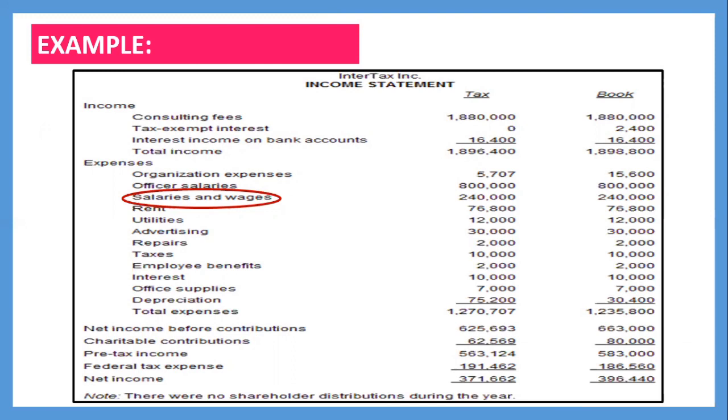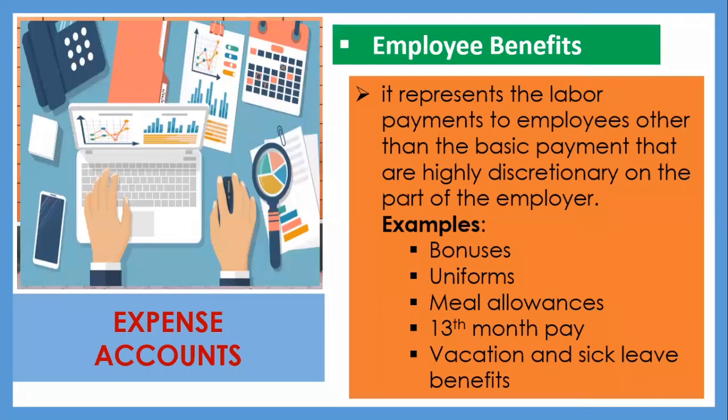Okay, next we have employee benefits. Employee benefits represent the labor payments to employees other than the basic payment that are highly discretionary on the part of the employer. What are examples of employee benefits then? Some of the many examples are bonuses, uniforms, meal allowances, 13th month pay, and vacation and sick leave benefits as well. Again, these are just some of the many examples under employee benefits.